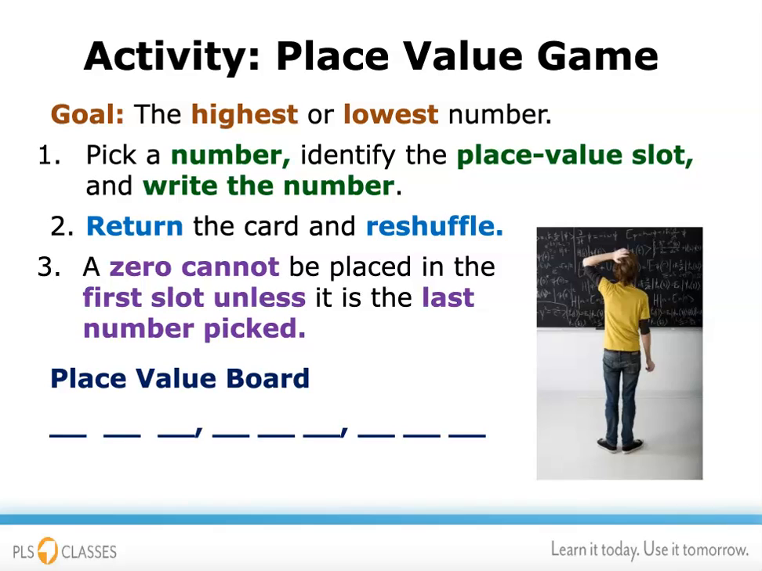A 0 cannot be placed in the first place value slot on the left when striving for the lowest number, unless it is the last number picked by your team. Continue selecting a number until all place value slots are filled in. You may use the same number more than once.